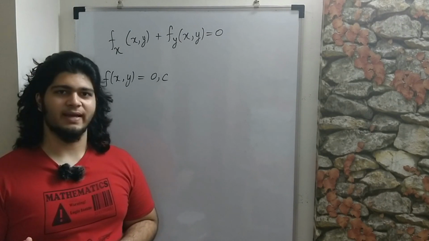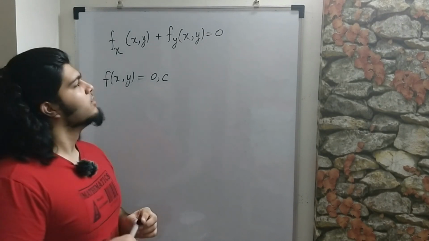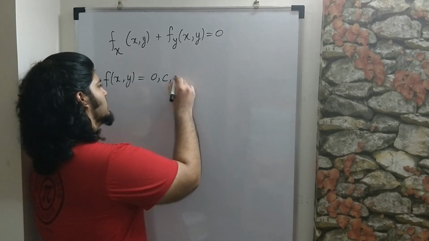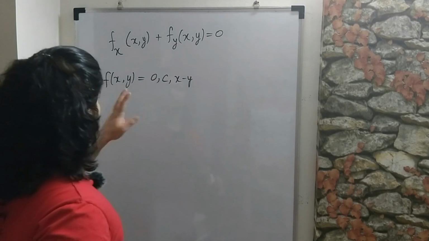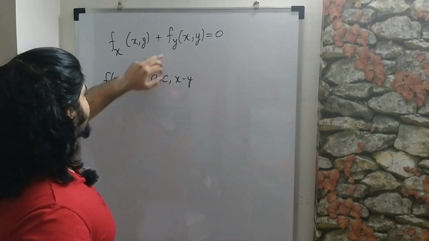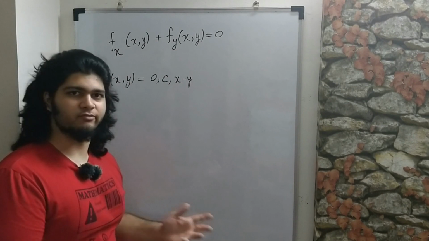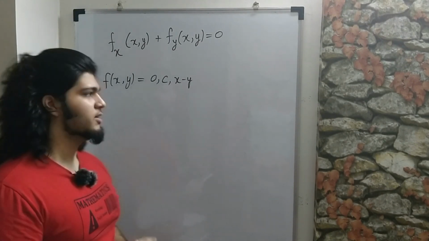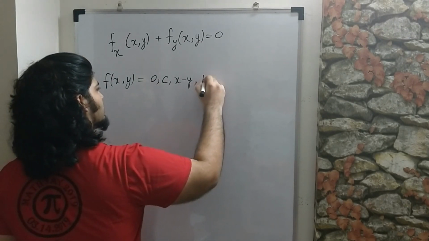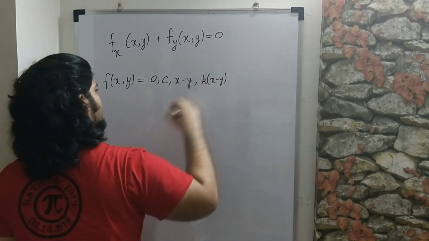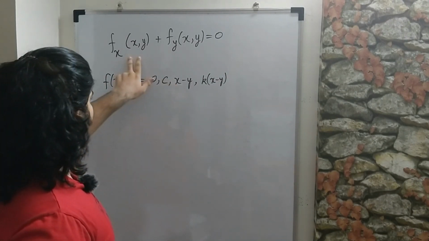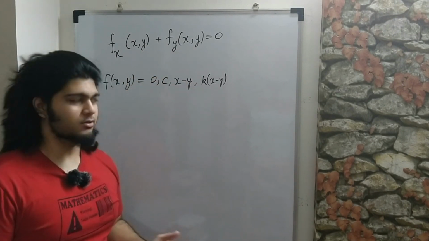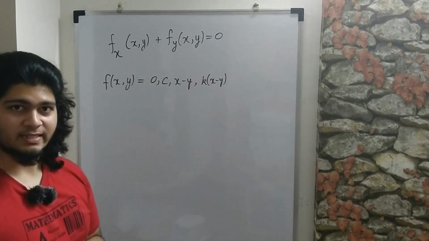Can you think of any non-trivial solutions? One that may come to your mind is x minus y, because if you differentiate with respect to x, you get 1, differentiating with respect to y, you get minus 1, and 1 plus minus 1 is 0. But you may think of generalizing that further by saying some constant k times x minus y, because here you did 1 minus 1, so now you'll do k minus k, and that is still 0. Can you think of anything else?